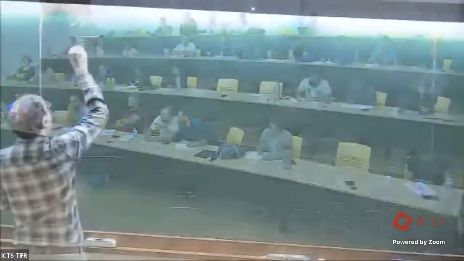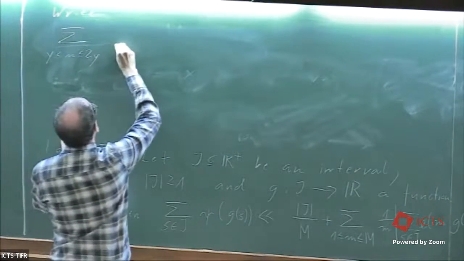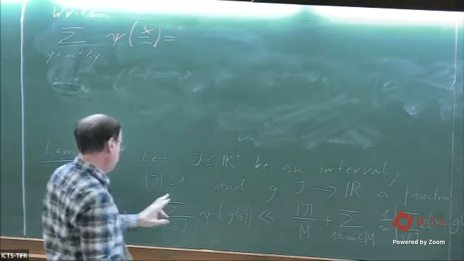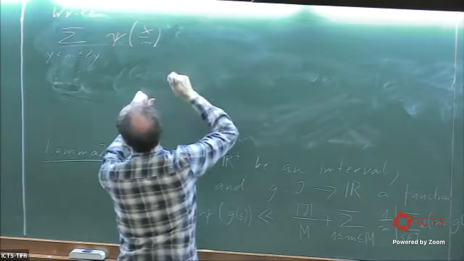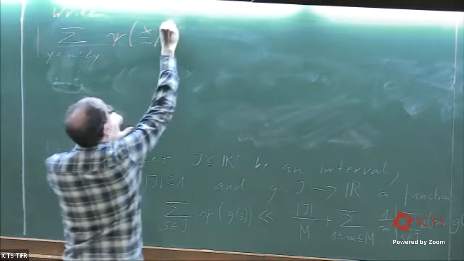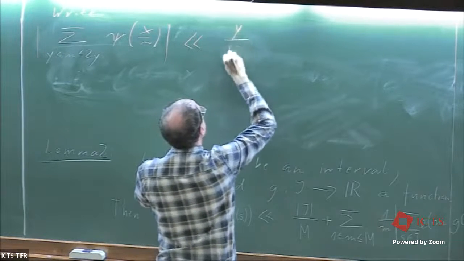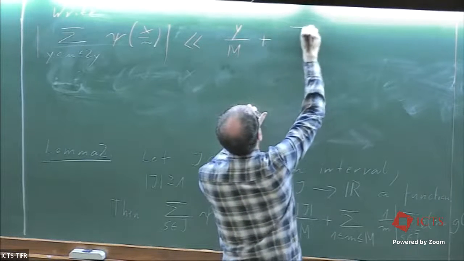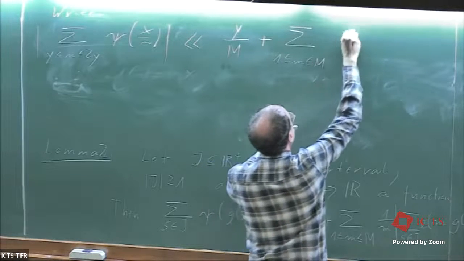Good, so right. Sum over y less than n, less or equal to y, of psi of x divided by n. Yes, this here. The interval length is y. So this is bounded by y divided by m, where we need to choose m suitably, plus the sum over 1 less or equal m less or equal capital M of 1 divided by m.